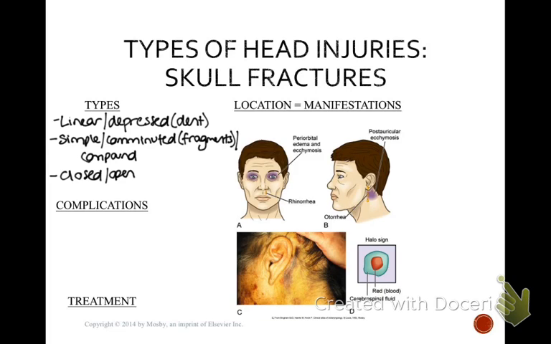So what do you think are some complications? We just said in the others. Infection. They can get bleeding, a hematoma. Or they can have some tissue damage.